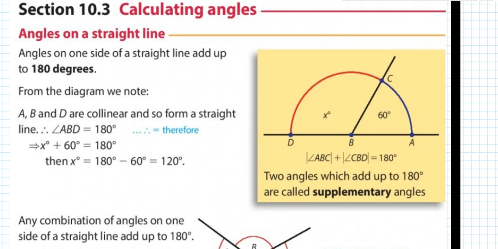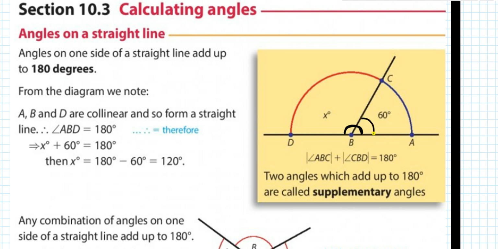So we're looking at first year maths geometry 1 part 3, the third video in the series, and we're looking at calculating angles. An angle on a straight line we know is 180 degrees. So I know this angle here is 180 degrees. In the diagram we know that A, B, D are collinear and so form a straight line. So this is collinear, they're on a straight line.